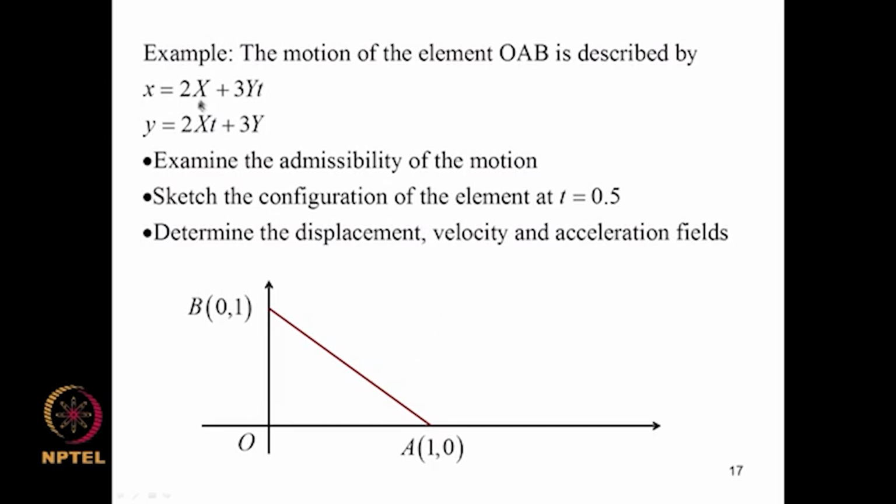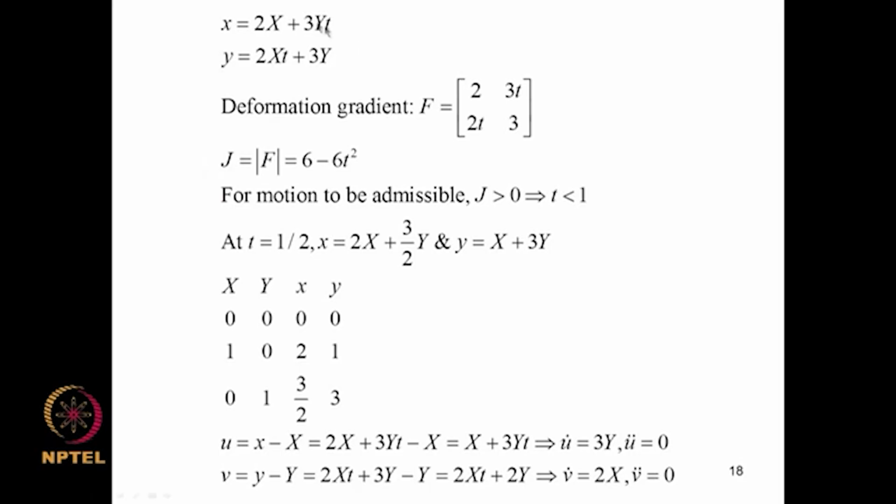A simple example: I consider x equal to 2x plus 3yt and y is 2xt plus 3y. So, the question is to examine the admissibility of the motion, sketch the configuration of the element at t equal to 0.5 second, and determine the displacement, velocity and acceleration fields. So, the domain OAB is described here, this length is 1, this length is also 1. The deformation gradient you can easily evaluate to be this, and the Jacobian will be 6 minus 6t squared, and for the motion to be admissible, this has to be greater than 0. Therefore, this motion is admissible only for t less than 1.